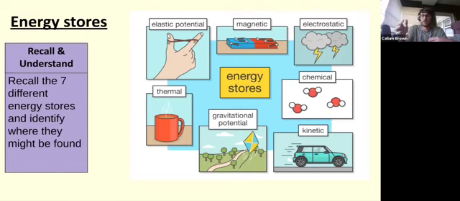Okay, and it's important to realize that all of these are stores of energy. So we can look at transfers of energy in a separate PowerPoint, but for today we're just interested in these stores, and then we're going to be looking at how they do actually transfer from one store to the other, and we're going to talk about that in terms of the conservation of energy in a moment's time as well.